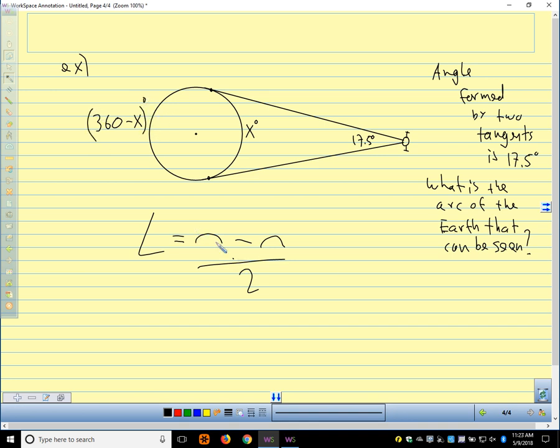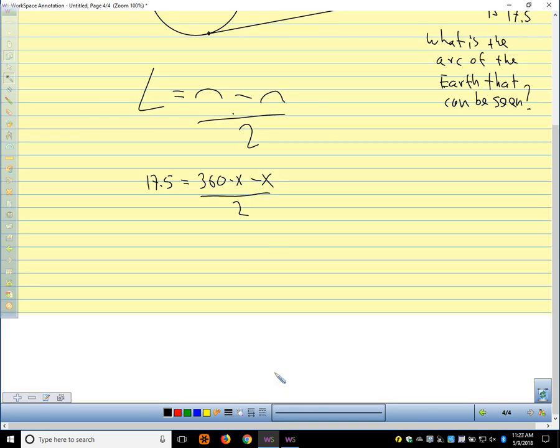Now we can plug those in. The angle, 17.5, is the big arc, 360 minus x, minus the little arc, divided by 2. So 17.5, I can simplify this, 360 minus 2x over 2 equals 17.5.